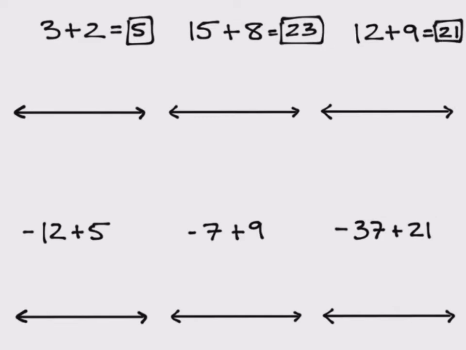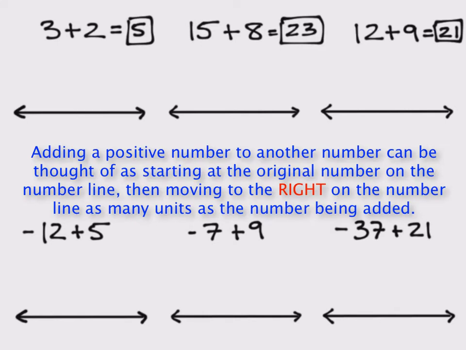All right, now I hope those weren't too tough for you, but one way that I really like to think about adding positive numbers is adding a positive number to another number can be thought of as starting at the original number on the number line, then moving to the right on the number line as many units as the number being added. So while I'm sure that these 3 original problems weren't tough at all, I'd love for us to start thinking about addition of positive numbers with regard to the number line.